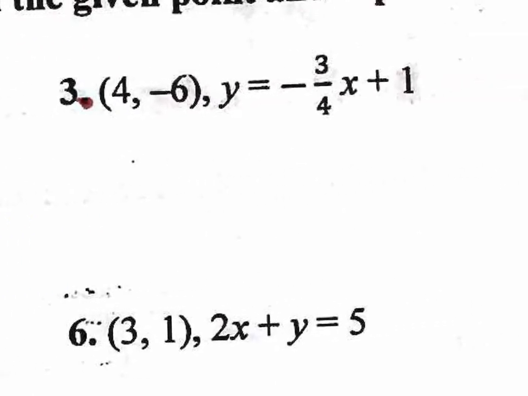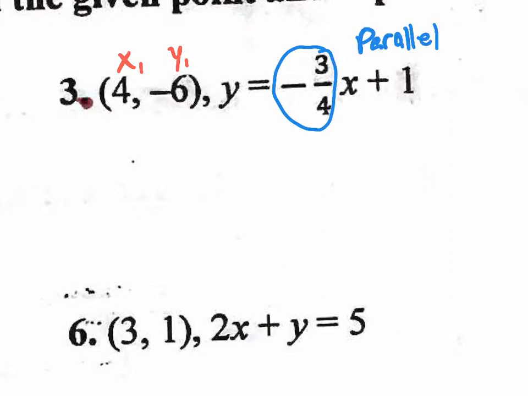Let's do one more to make sure we understand this. Again, let's label what they give us. They give us an x1, y1 value. They give us a point, and they also indirectly give us a slope because they tell us that our lines are parallel. So they give us an m, they give us a point. We're going to go with point slope form, and then we're going to change it to slope intercept form.